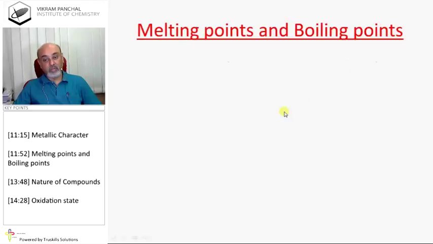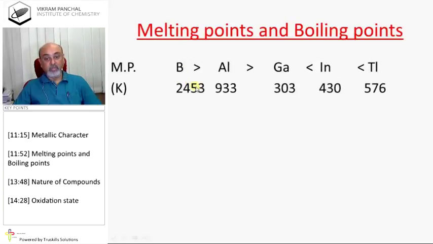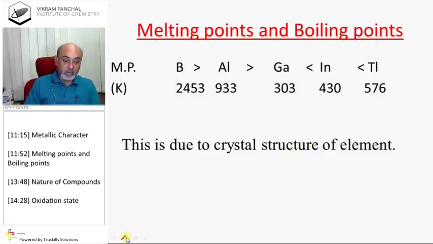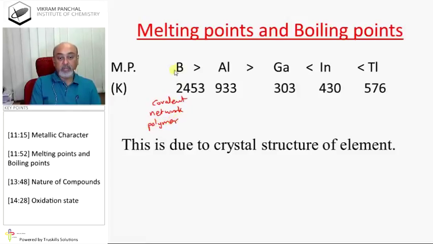Melting points and boiling points. Boron is 2453 Kelvin, aluminium is 933 Kelvin. Here you will find a large difference in the melting points of boron and aluminium, and boron has the highest melting point. Why? Melting point is related to crystal structure, and boron is a covalent network solid. So many boron atoms attach to each other and form a polymer. Therefore, the melting point is very high.